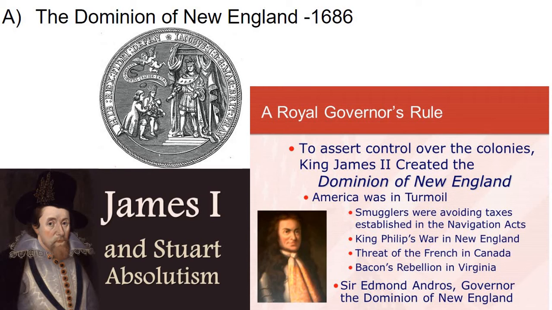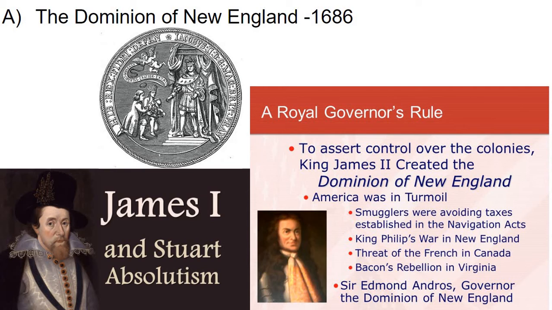Because, as we talked about in our mercantilist lesson, for the most part, the colonists were ignoring almost everything England was doing. And there were all these problems. They were avoiding the Navigation Acts. King Philip's War had just happened. Bacon's Rebellion had happened. There were constant mercantilist wars. And so the king felt like he needed a stronger hand. So he appointed a guy named Edmund Andros to become the governor of this new political organization.